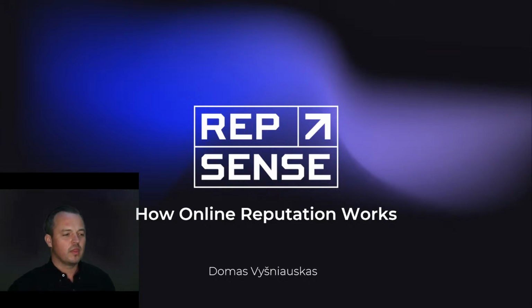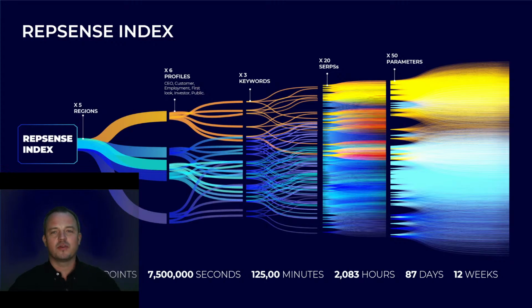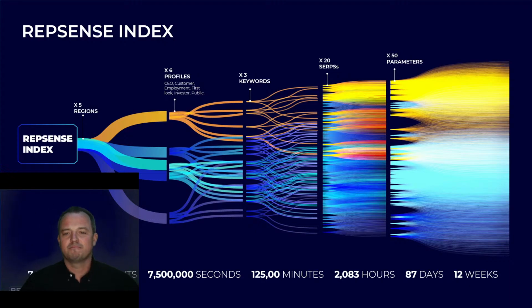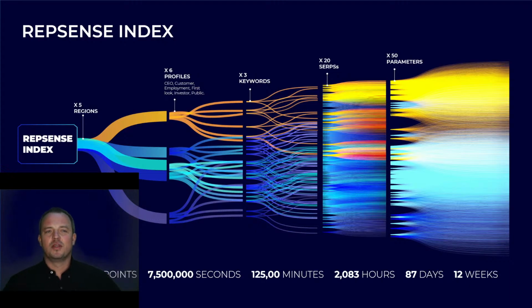So I want to start with something RepSense is doing and just give you a short introduction of how difficult the processes are. To calculate a reputation index, there are so many data points that need to be analyzed. We estimate that with every run it's over 7.5 million data points that need to be analyzed to give you the reputation index.